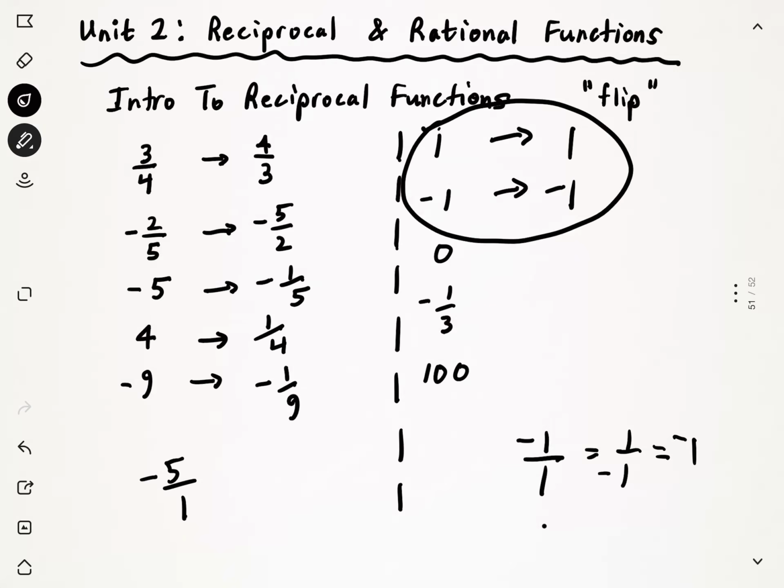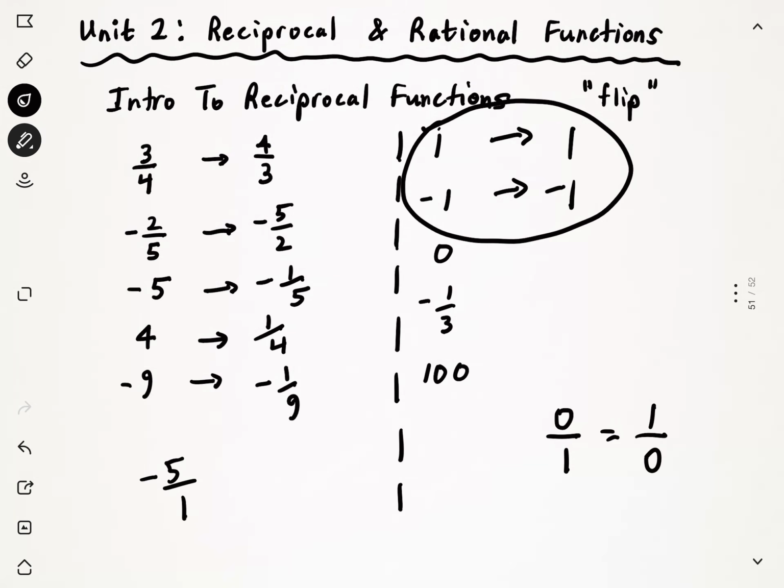The reciprocals are the same. Well, what about 0? You can't flip 0 over, can you? Well, you cannot actually. It's a whole number, so let's just put that over 1. If we flip that over, we get 1 divided by 0. And one of the rules of math is that you cannot divide by 0.